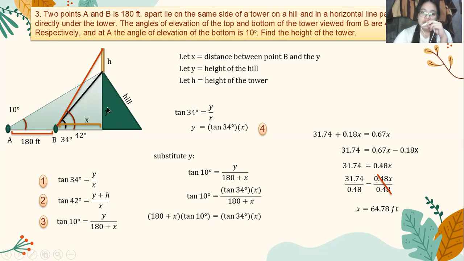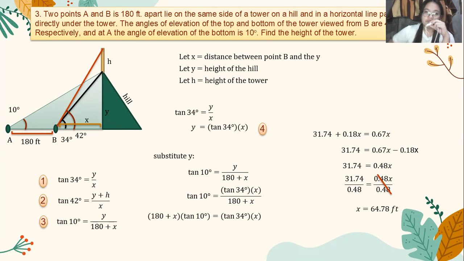So this is our hill and this is our point A and B, which is 180 feet apart. So on this hill, there's a tower. This is the tower.